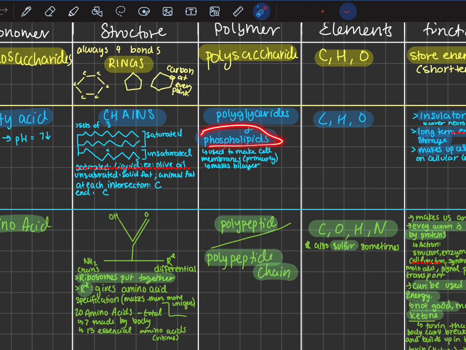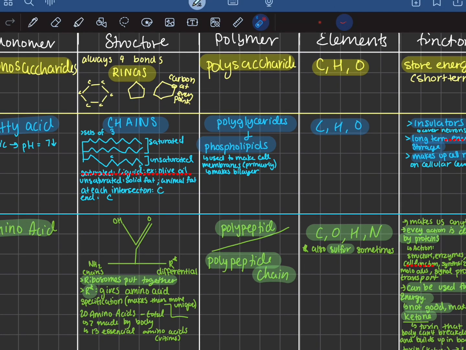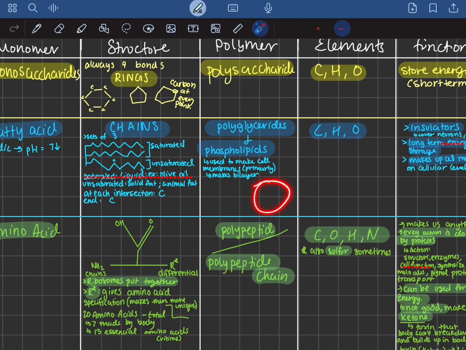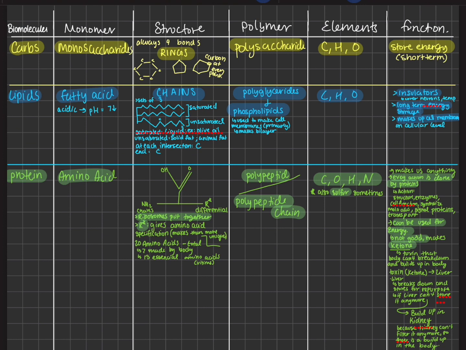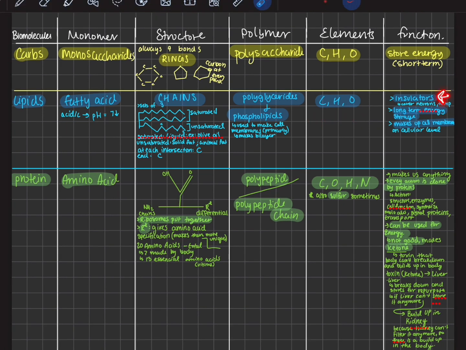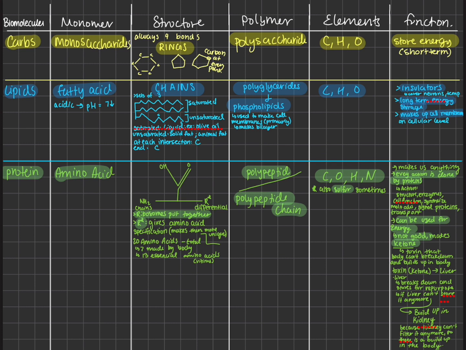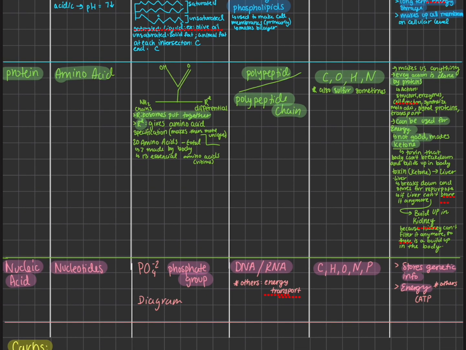Polyglycerides, but we also have phospholipids, which will be mainly talked about. And side note, they're used to make cell membranes at a cellular level. The elements that make up lipids are the same as those of carbs: carbon, hydrogen, oxygen. And the function of lipids is to act as an insulator for long-term energy storage, and to make up cell membranes on a cellular level.